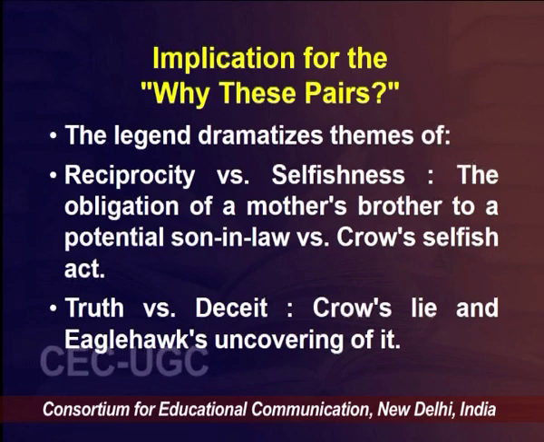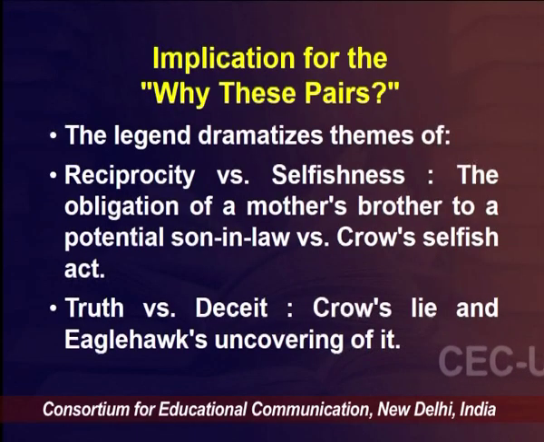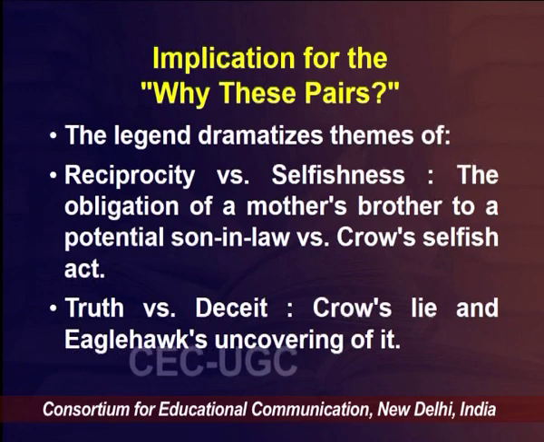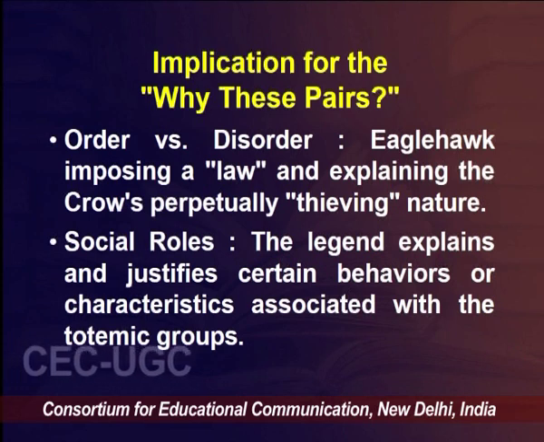So, when we read this book, Methods in Social Anthropology, specifically the chapter on the comparative method, there is a lot of reference to the birds and how an analogy can be drawn with the society. So, the way in which the crow is selfishly acting is similar to the way in which the mother's brother is obliged to the potential son-in-law. The second pair is truth versus deceit, the crow's lie and the eagle hawk's uncovering of it. The third pair is order versus disorder, the eagle hawk imposing a law and the crow's perpetually thieving nature.